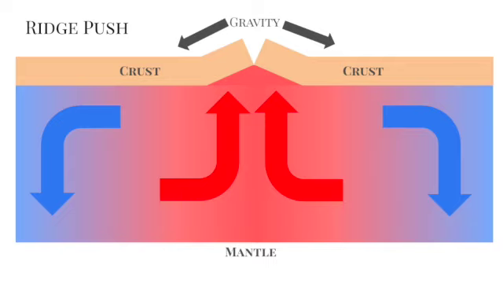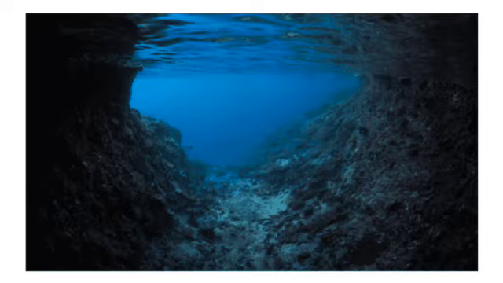The other force is called ridge push. This is caused by the heating portion of the convection current. The rising mantle pushes up the plates, and gravity does its part in helping separate those plates. We see this happen at mid-ocean ridges, where new crust is made, pushing the seafloor to move and to extend, making room for that new crust.